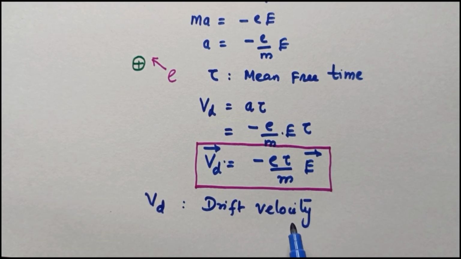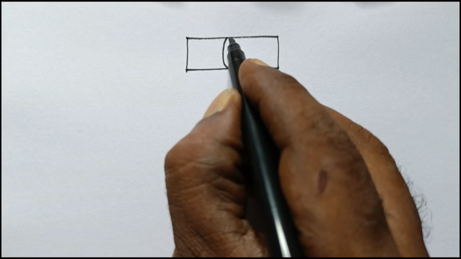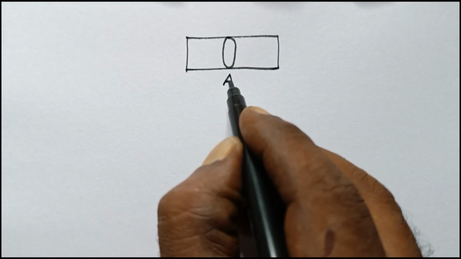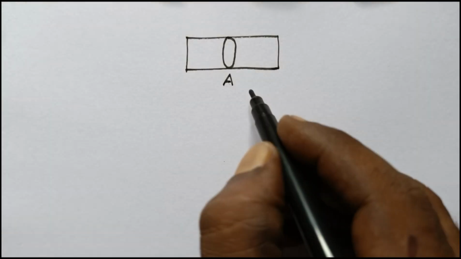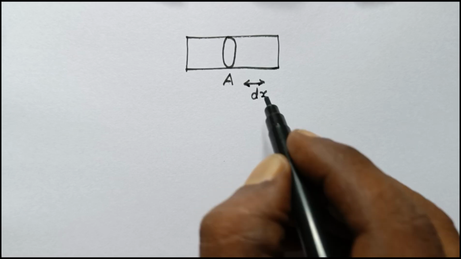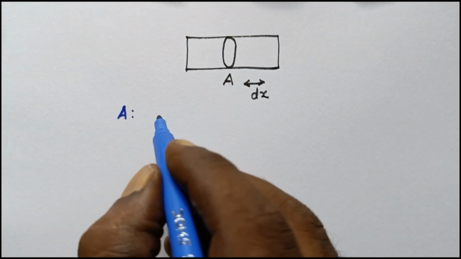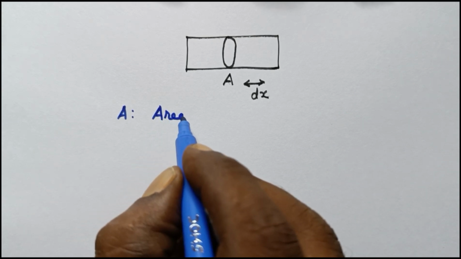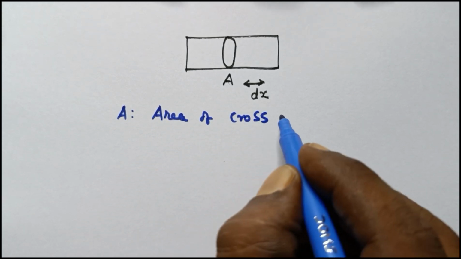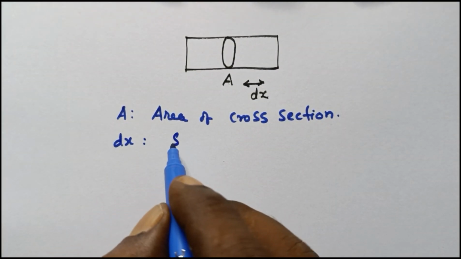Now from this expression we are going to derive the expression for the current density. அது எப்படின்னு பார்ப்போம். Let A be the area of cross section of this conductor, and let us consider a small distance dx. So A is the area of cross section and dx is the small distance.